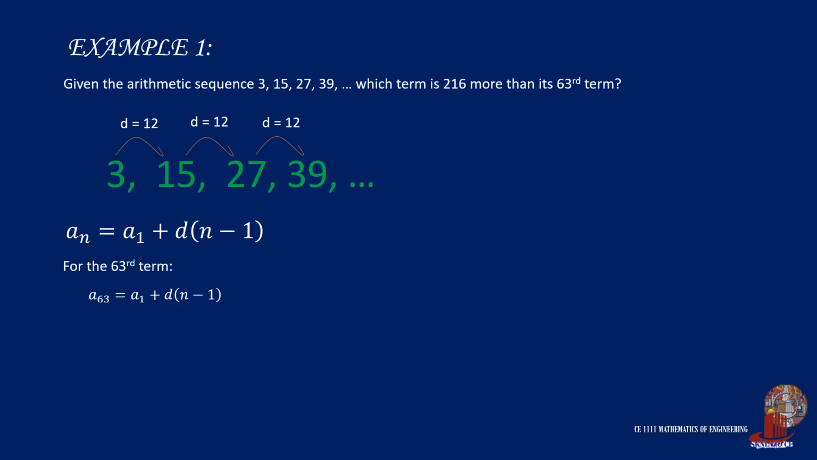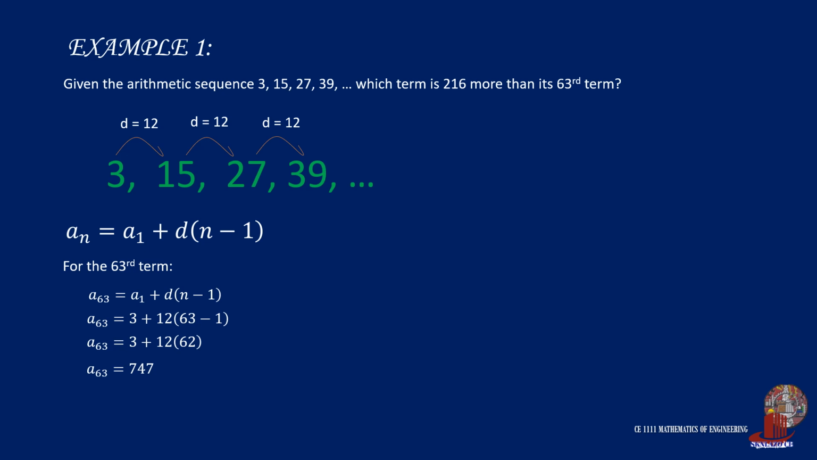So a sub 63 is equal to a sub 1 plus the common difference d multiplied by the quantity n minus 1. So plugging the available values, we have a sub 63 is 3 plus 12 multiplied by the quantity 63 minus 1. Simplifying the value in the parentheses, we get a sub 63 is equal to 3 plus 12 times 62, or that is taken as a sub 63 is equal to 747.